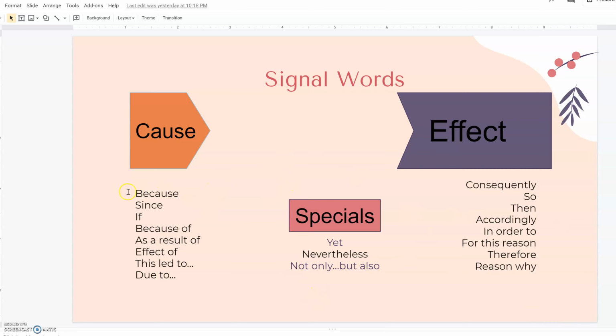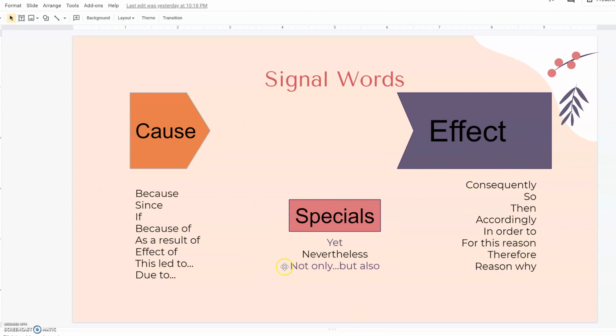All right, so we might say, since we are out of apples, I went to the store. I went to the store because we are out of apples, right? We are out of apples. Consequently, I went to the store. We are out of apples. For this reason, I went to the store, right? So these can be attached on their different sides.